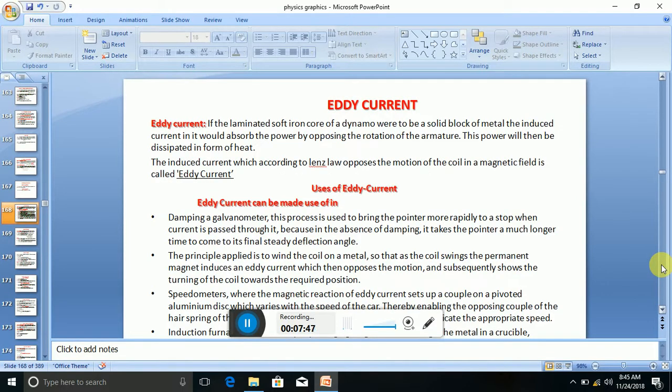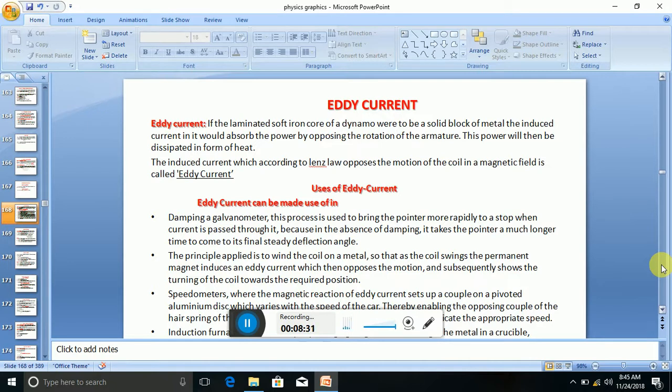Eddy current. We are going to be looking at this now. If the laminated soft iron core of a dynamo were to be a solid block of metal, the induced current in it would absorb power by opposing the rotation of the armature. This power will then be dissipated in the form of heat. The induced current, which according to Lenz's law opposes the motion of the coil in a magnetic field, is called eddy current.